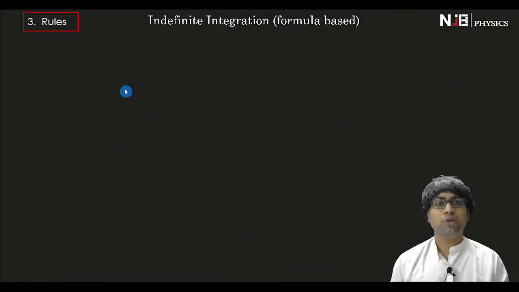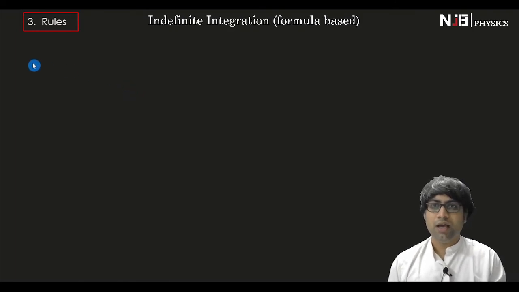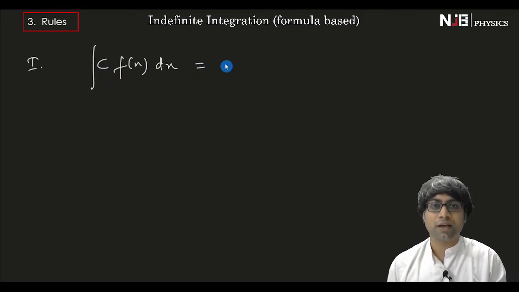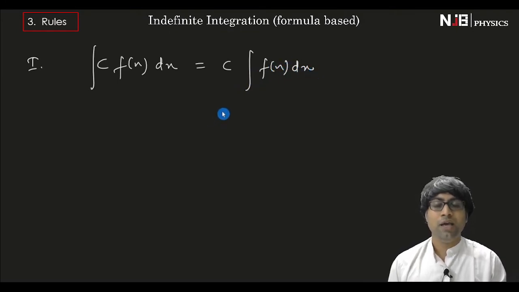Let us now talk about the rules in the indefinite integration. The first rule would be, if we have a situation where a constant is multiplied by a variable and we want to integrate this expression with respect to x, then this constant can be taken out of the integral sign, so it can be written as c times integration of f of x with respect to x. So that was the first rule.